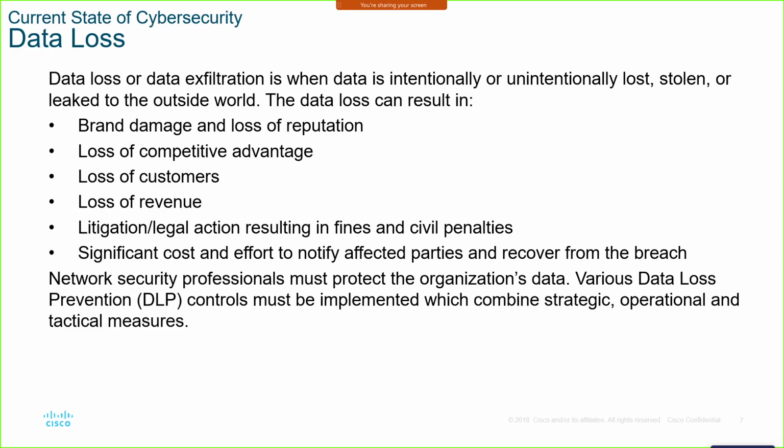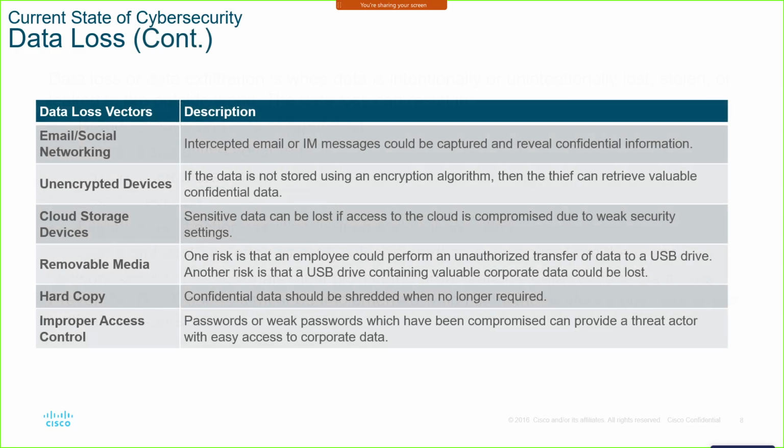So these are the things that can happen if data loss happens: damage to the company's reputation, loss of competitive advantage, loss of customers, loss of revenue, and a whole bunch of other stuff. Now, data loss vectors are ways that someone can attack a company and get this data without authorization. There you go. Email, social networking. Now, have you guys ever heard the term social engineering? What is social engineering?